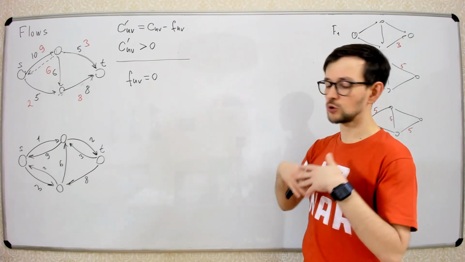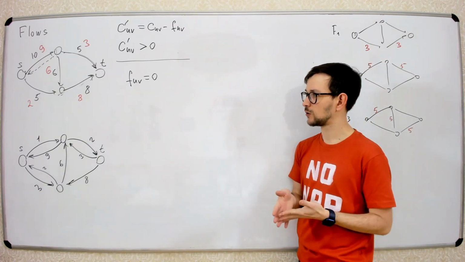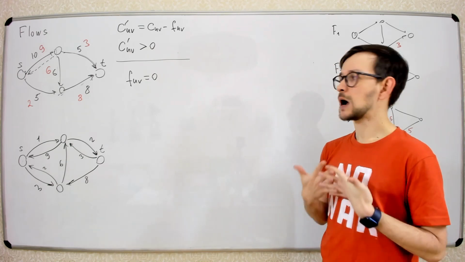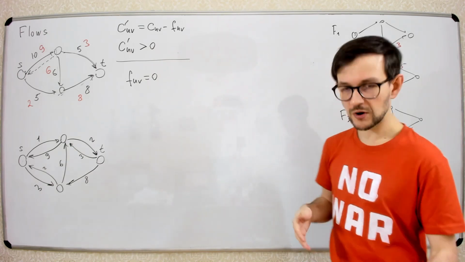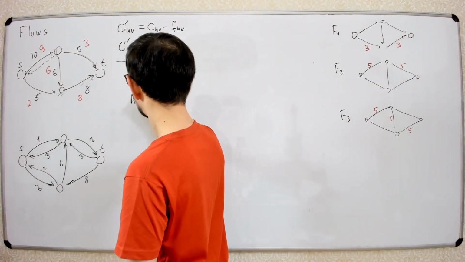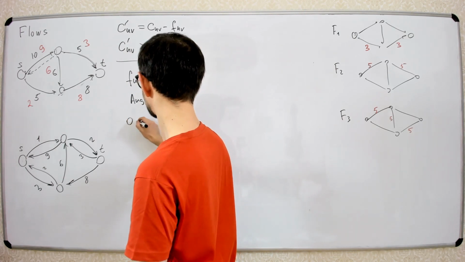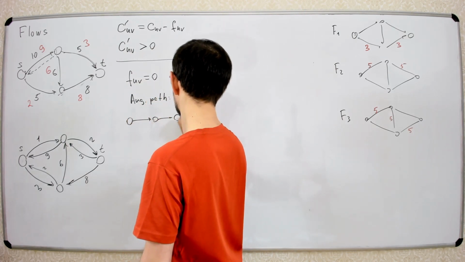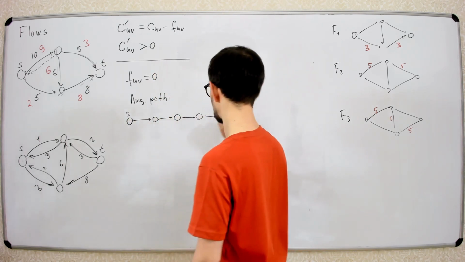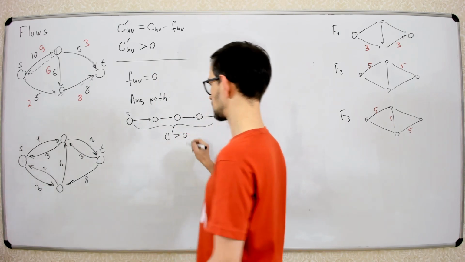And now we'll try to increase this flow. How will we increase the flow? We will increase the flow by finding an augmenting path. An augmenting path is just a path with residual capacity greater than 0. So we'll find some path from S to T such that for all these edges, the residual capacity is greater than 0.